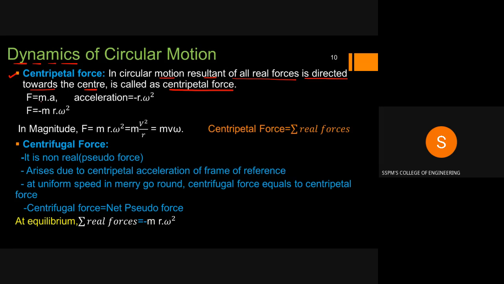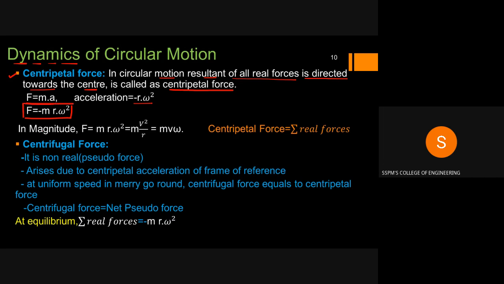We have the basic equation by using Newton's second law: F is equal to mass into acceleration. We know the acceleration in the circular motion. It is the centripetal acceleration, which is a equals minus omega square r. So we can write the equation for force as F is equal to minus m r omega square. This is the formula for centripetal force.